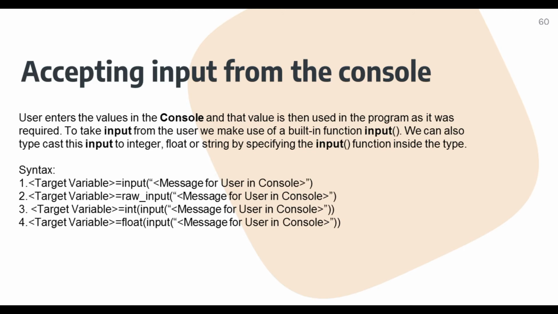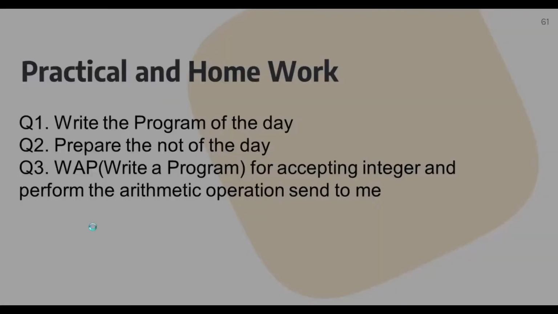We can see that there are four different types of syntax available here, that is target variable equals input, then within double quote or single or triple quote we can show the message for the user. Or target variable equals raw_input, with a message for the user in the console also, and we can typecast it also according to our choice.